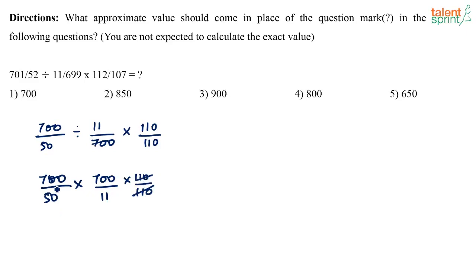So these two will get cancelled. Here I have 700 divided by 50, that is 14. So again, what is 700 divided by 11? So 60 into 11 is 660, correct? So 700 divided by 11 will be close to 63, right? 63 point some value might be. So what is 63 into 14? 63 into 14 can approximately be taken as 900. So your answer is option 3, 900. Yes, everybody is getting 900.